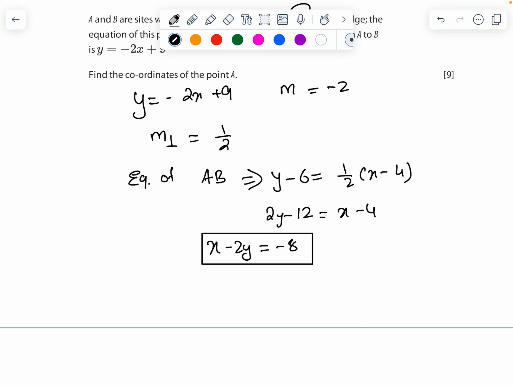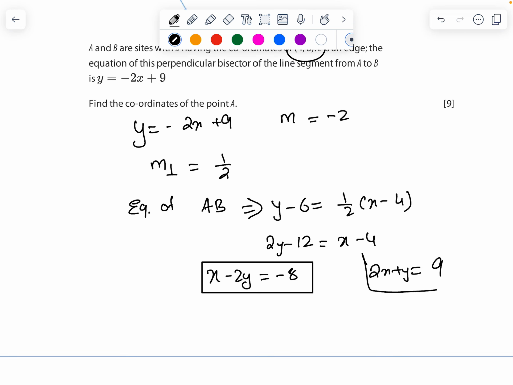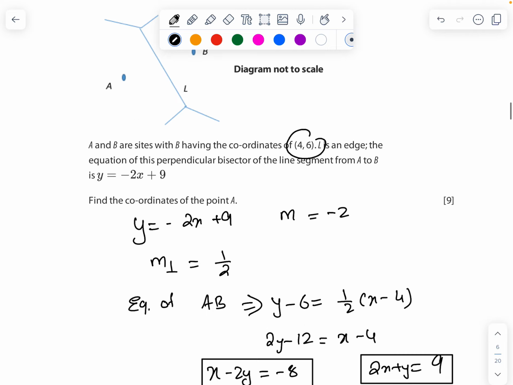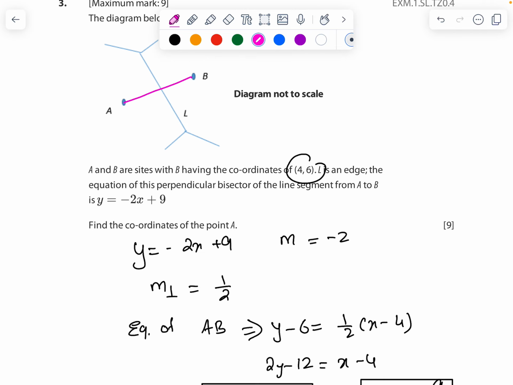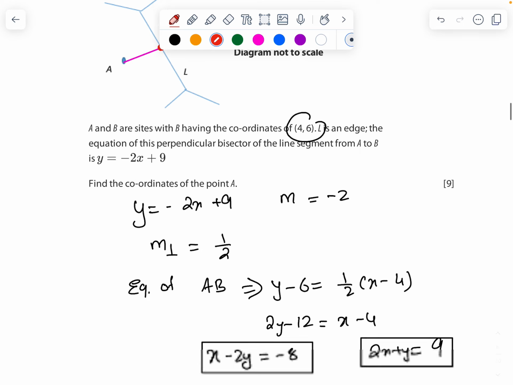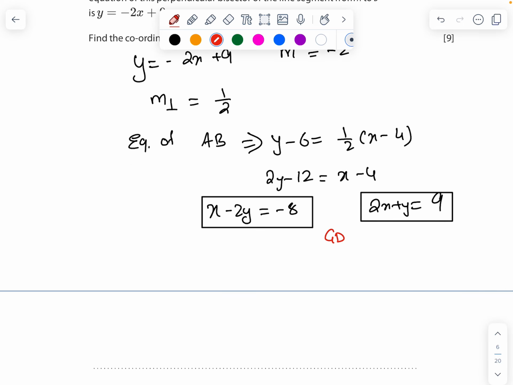Now another equation is 2x plus y equals 9. I got these two equations. These two equations will intersect at the midpoint. This is the equation of AB, and the equation of L has been given. We are finding the midpoint. Use the GDC to find the point of intersection. The point of intersection is going to be (2, 5), from the GDC.